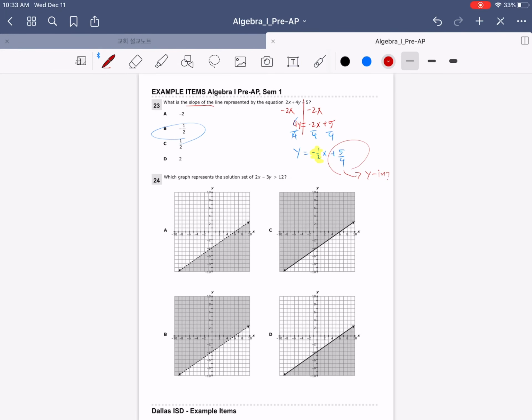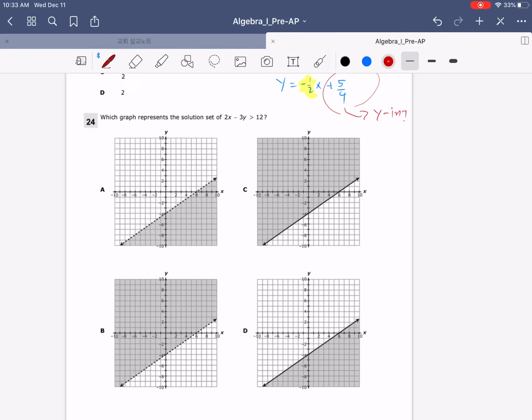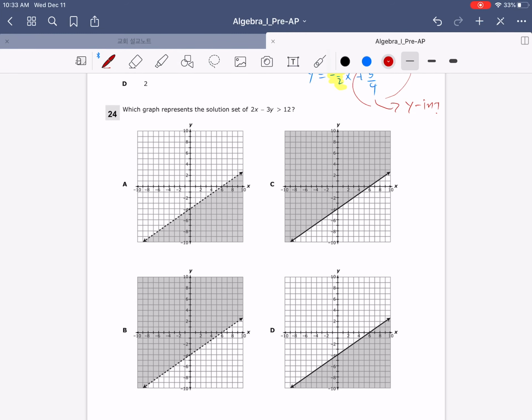Question number 24. Come on. Okay, let's do this. First, do you see this inequality symbol? Because it is like greater than, it doesn't have a line underneath it here. So it's gonna be a dashed line, which means I can cross out C, I can cross out D. So it's gonna be or A or B. You can put this one into the calculator and see if it is gonna be shaded on the top or bottom. But if you don't have it, you can just do it by hand.